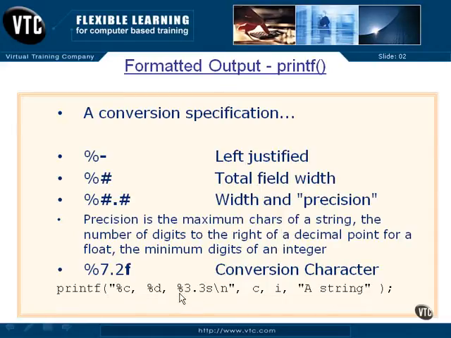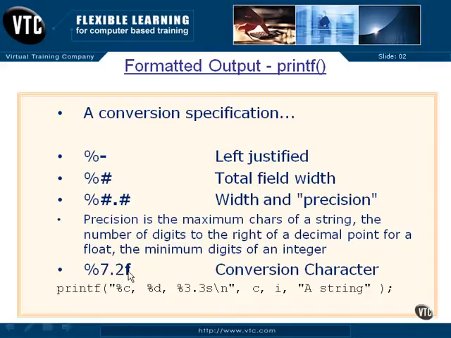Now, if this is for a float, an f in here, like here, %7.2f, this says that there will be 2 numbers, like currency, 2 numbers to the right of the decimal point of the floating point value that will be printed.